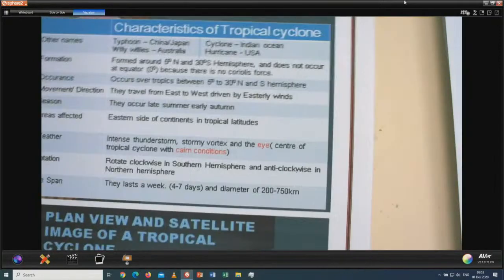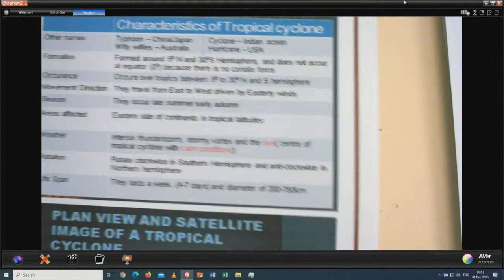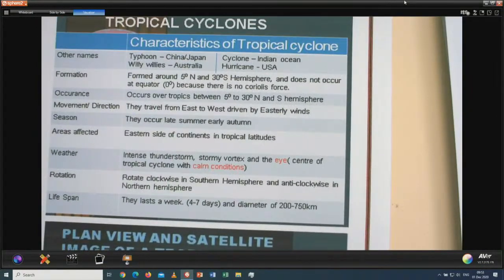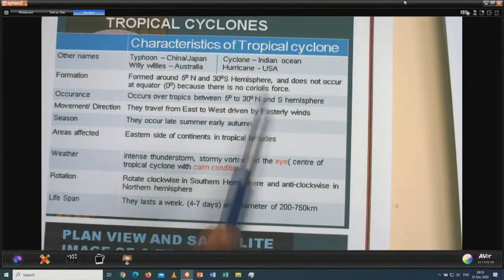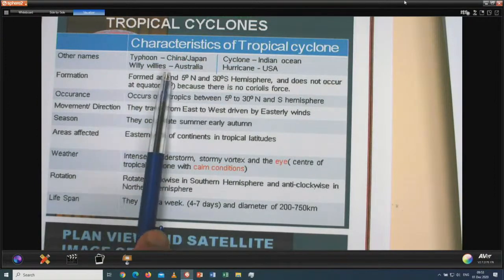So a mid-latitude tropical cyclone, as the name indicates, is a cyclone that takes place in the tropical regions of the world, around the Tropic of Cancer in the Northern Hemisphere and the Tropic of Capricorn in the Southern Hemisphere. These are general characteristics of tropical cyclones. They are known by other names.